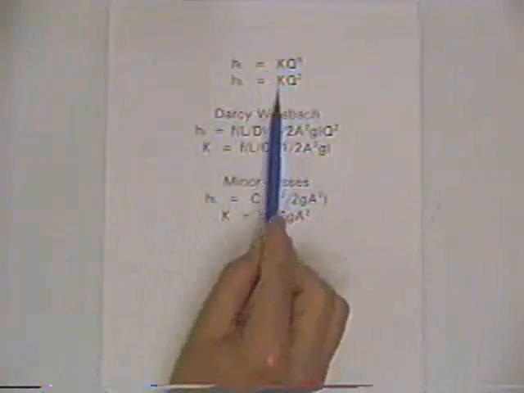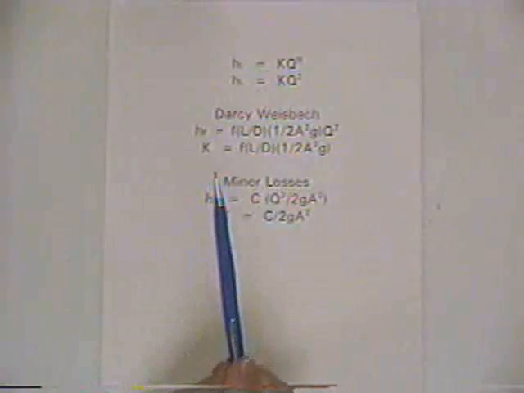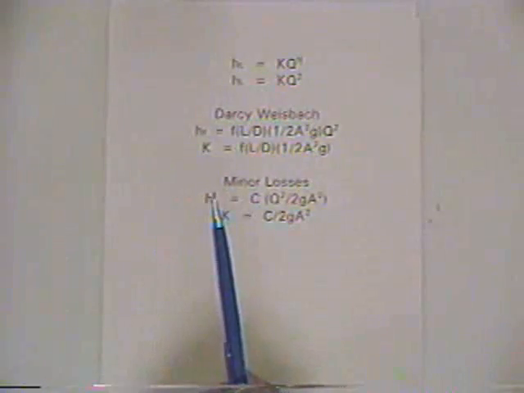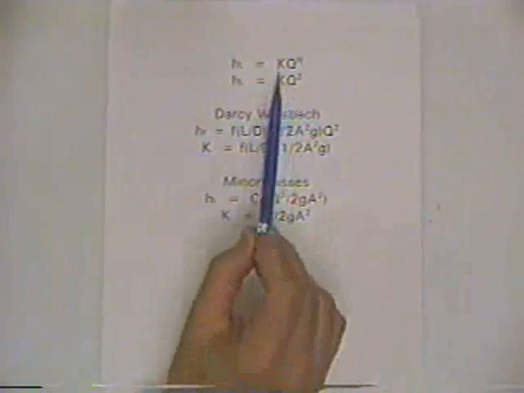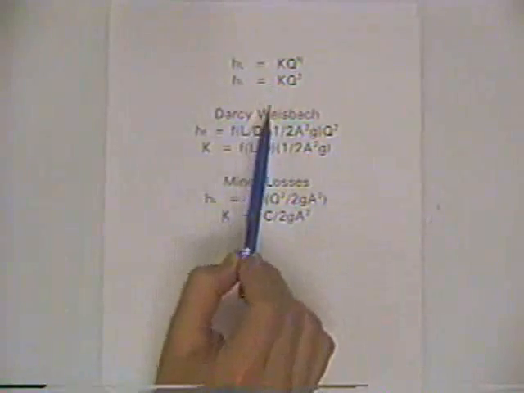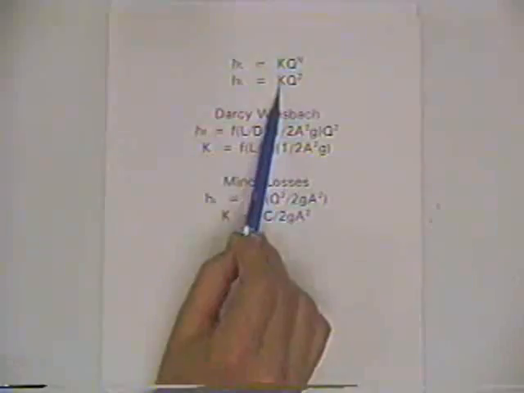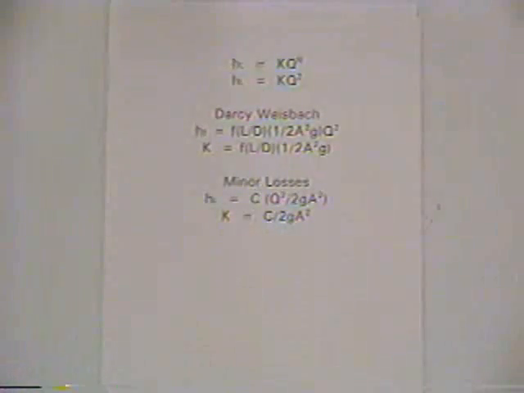So this is just a generic expression for a relationship between discharge and head loss in a pressure conduit system. And the K is going to depend upon your choice of equation and the pipe's dimensions and so forth.